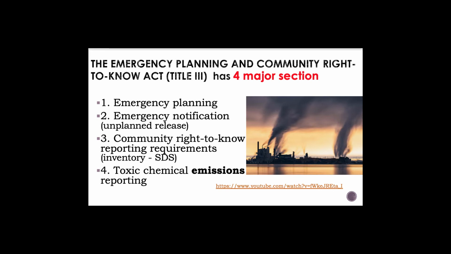And so there are four major sections. That's emergency planning; emergency notification of an unplanned release; community right to know, which is the toxic inventory and safety data sheets. It means that every company and organization in a community should have their safety data sheets available, and many of them, depending on which chemicals they are using, are reportable to their local Department of Environmental Quality. And then, of course, there's toxic chemical emissions reporting, and these are two different things. Emissions would be more of a planned release, where emergency notification is for an unplanned release.